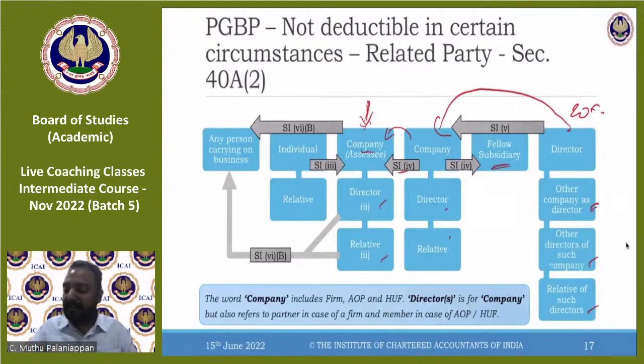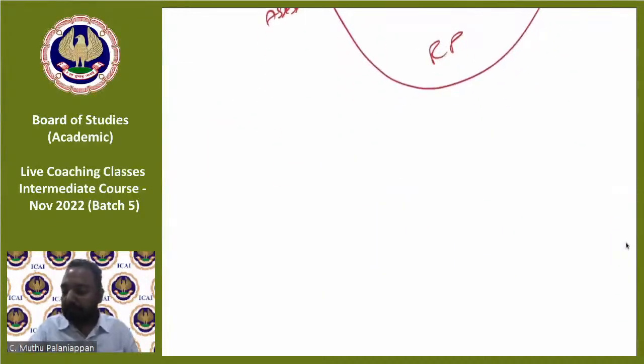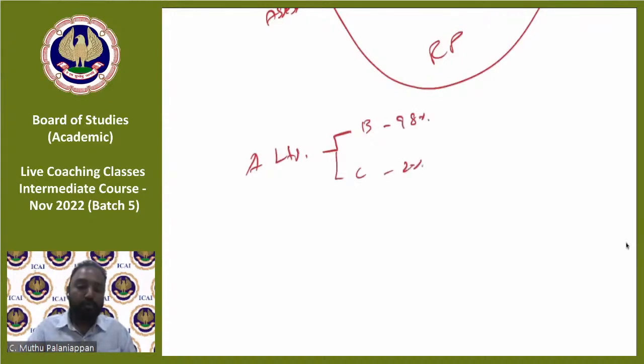I'll again take up an example. A Limited has two directors. Let's say B and C. B owns 98%, C owns 2%. Now B is the director with substantial interest. B anyways is a related party. Why? Because B is a director. Now B owns what? Substantial interest.